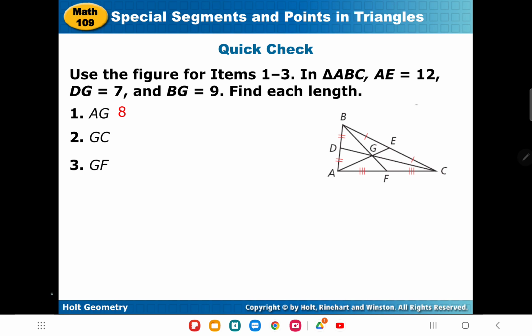And we'll see here, AG is 2/3 of 12, or 8. GC is twice the length of DG, or 14. And GF is half the length of BG, or 4.5.